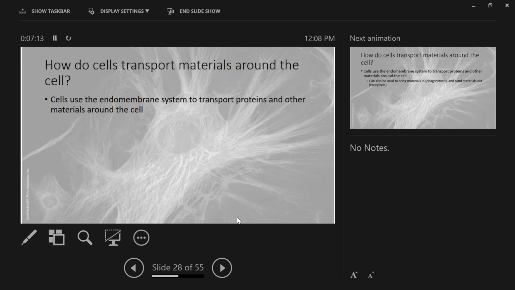So yeah, cells use the endomembrane system to transport proteins especially, but other materials around the cell. So the endomembrane system can also be used to bring materials into the cell. You call that phagocytosis. The cell membrane itself, the plasma membrane, is part of the endomembrane system. And so this system can be used to bring materials into the cell, and it can be used to release materials from the cell. You call that exocytosis.